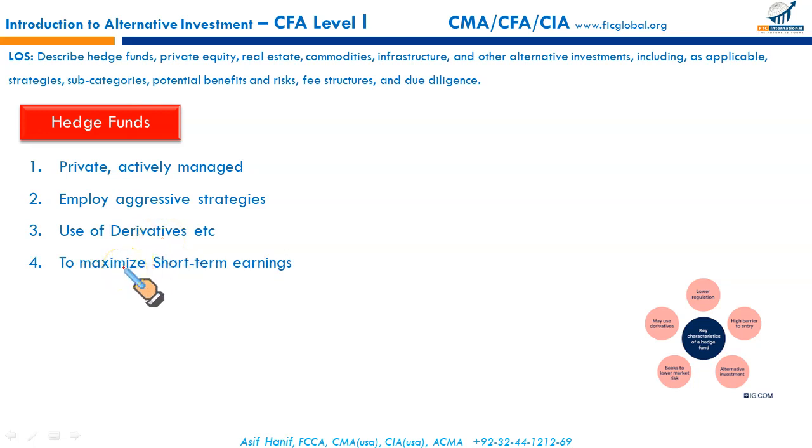So the goal for hedge funds is to maximize short-term earnings. There are then certain restrictions. Once you invest in hedge funds, there is a certain lock-up period or a notice period, so you have to give notice to the hedge fund before you can withdraw the funds. So there are certain restrictions on the way you get your money out from such an investment.